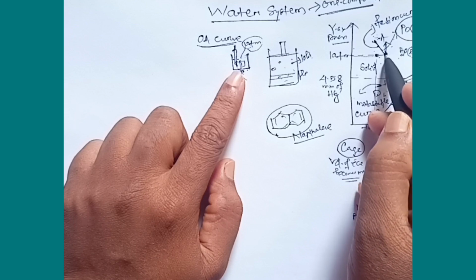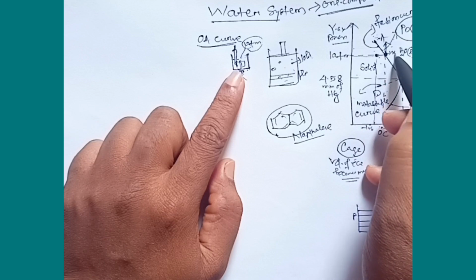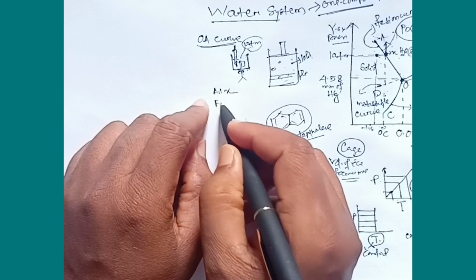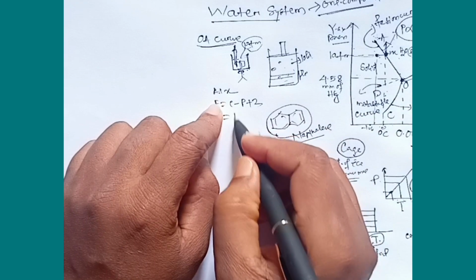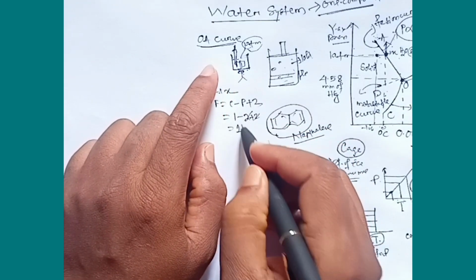So here we will write P equal to 2. For instance, call this point x. So at x, what will be the degree of freedom? F equal to C minus P plus 2. Components we put 1, phase we put 2, plus 2. So that means F is 1.